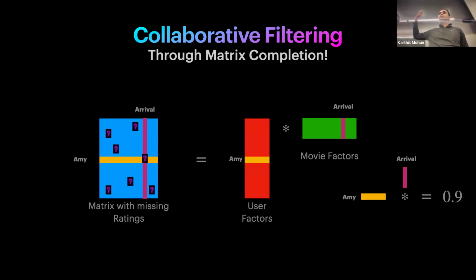So let's say cosine similarity is 0.9, very high. So I'd say very likely Amy is going to like Arrival. Let's recommend Arrival to Amy. So then you say Amy likes Arrival.